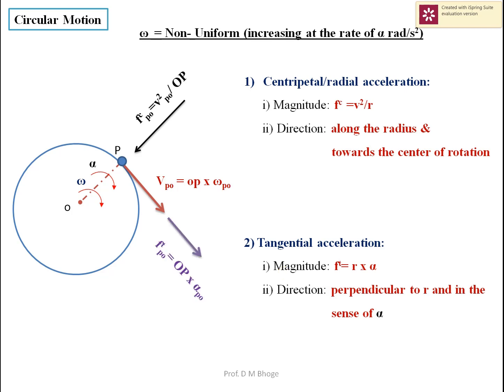Tangential acceleration is perpendicular to the radius of rotation, and the magnitude of FTPO, the tangential acceleration of P relative to O, is equal to the radius of rotation OP times the angular acceleration of P relative to O.